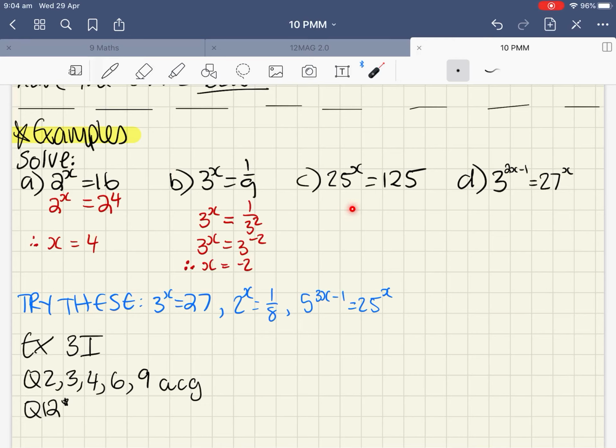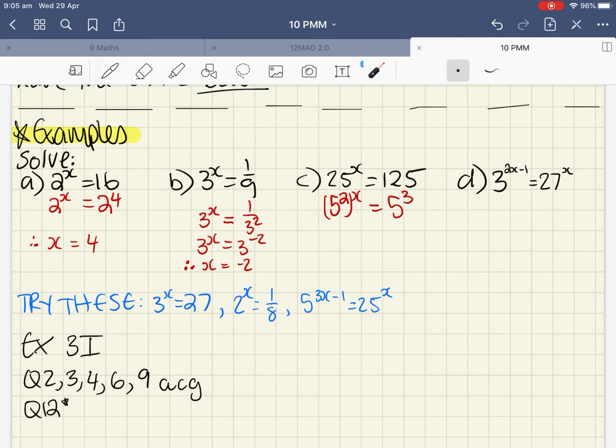Instead, what we need to think is, is there anything common about these numbers when we're talking about indices? Now, I know this is 5 squared, and I know this is 5 cubed. So I'm going to work with that knowledge, knowing that 25 is 5 squared and 125 is 5 cubed. So in other words, I can write this as 5 squared to the power of x equals 5 cubed.